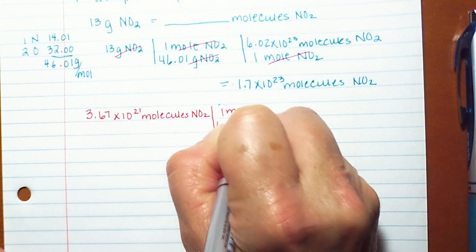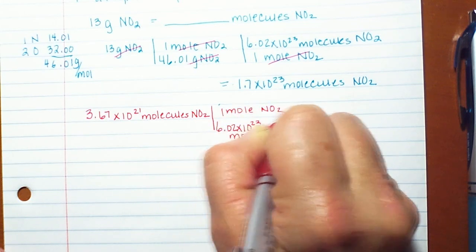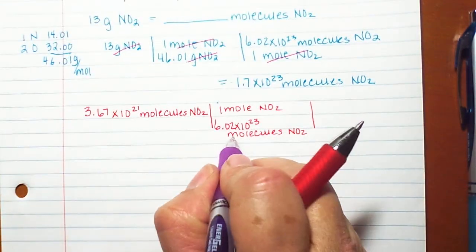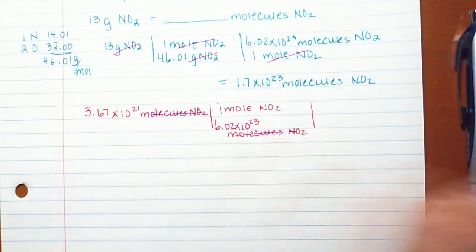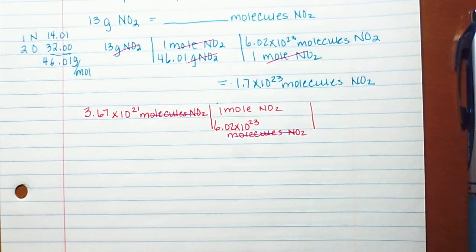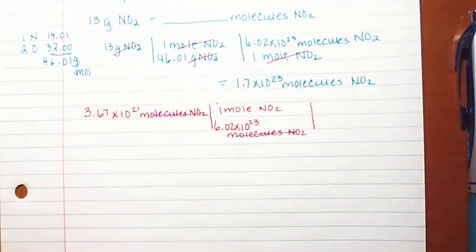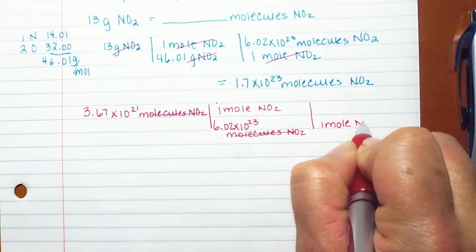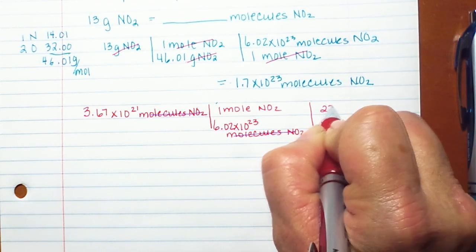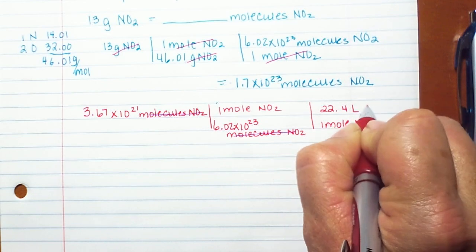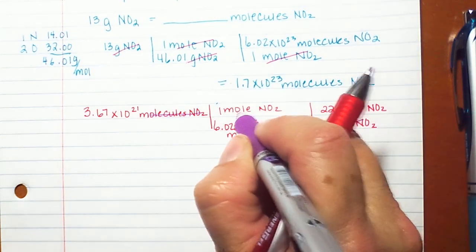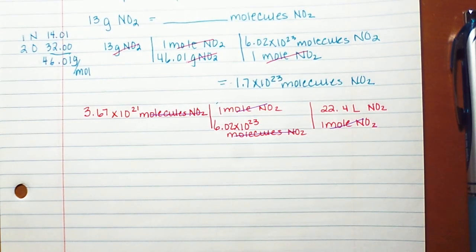One mole. And now I can cancel out my molecules because one is on top and one is on the bottom. And now I'm in moles. So now I'm just going to go from moles to liters, just like you did on last night's problems. So 1 mole of NO2 is 22.4 liters of NO2. Now I can cancel out my moles, and I'm left with the unit of liter, which is what I want.